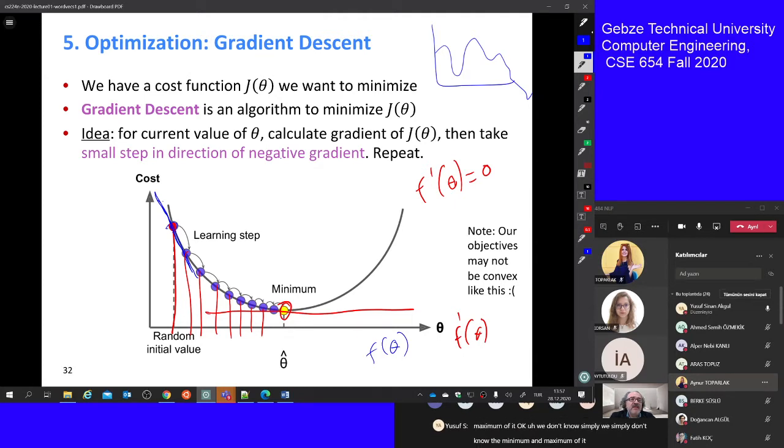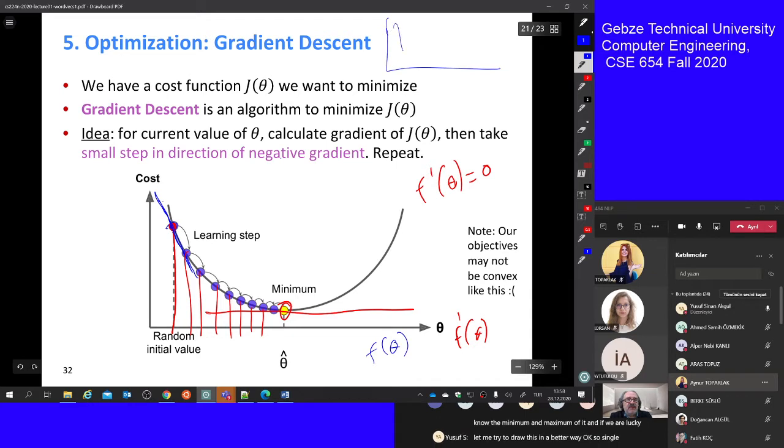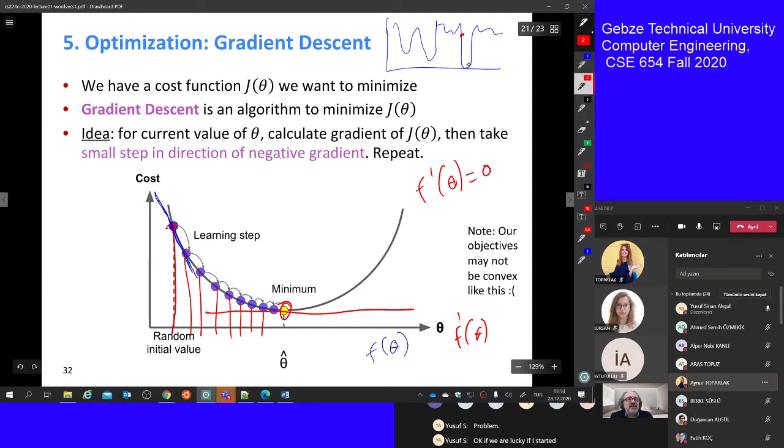Let me try to draw this in a better way. Single dimensional problem. If we are lucky and I start here, it will drop down to the global minimum. But if we are not lucky and we start here, at green, it will drop down to here, like that.